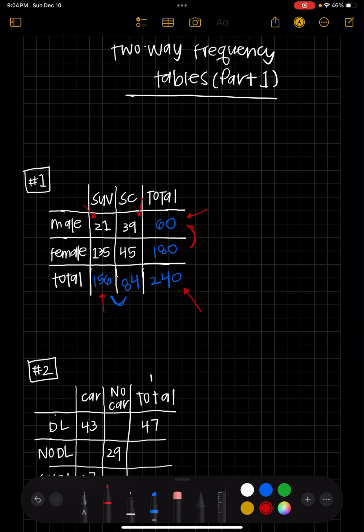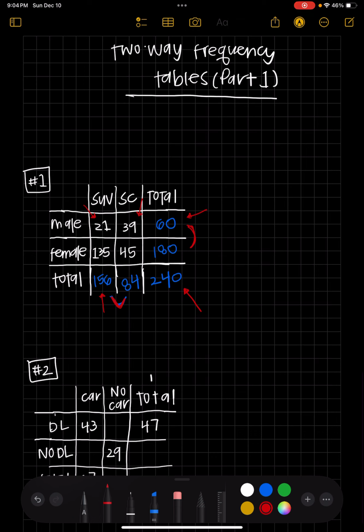So potentially, let me do that in red. Potentially I can add those two things and make sure that also equals 240. So if I do 156 plus 84, I should also get 240, which I do, which means that I did it right, everything adds up well, and that is my final answer. That's how we fill out the rest of that table.